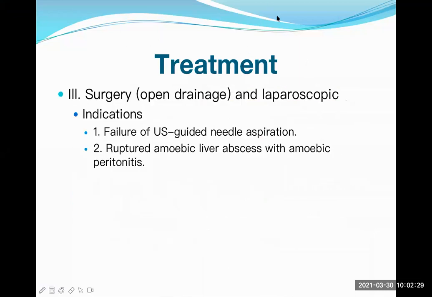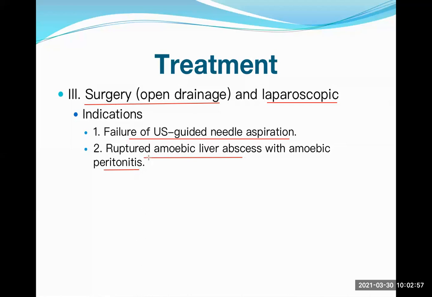Now, another way of removal of the pus is surgery. See there, surgery or the open drainage, or it can be done through laparoscopic way also. The indications for this is a bigger surgery, so there has to be proper indication. The indications are failure of ultrasound-guided needle aspiration and ruptured amebic liver abscess with amebic peritonitis. The second one is a very serious issue.